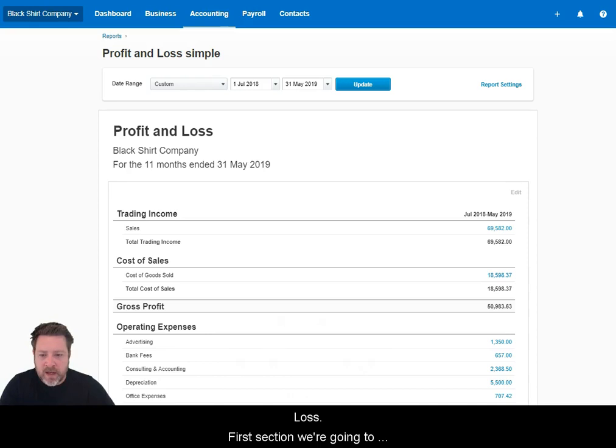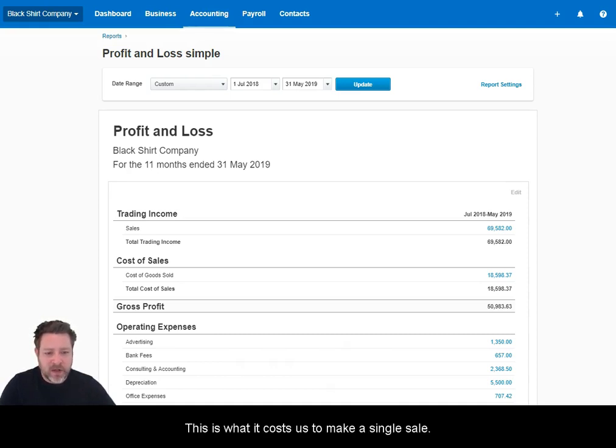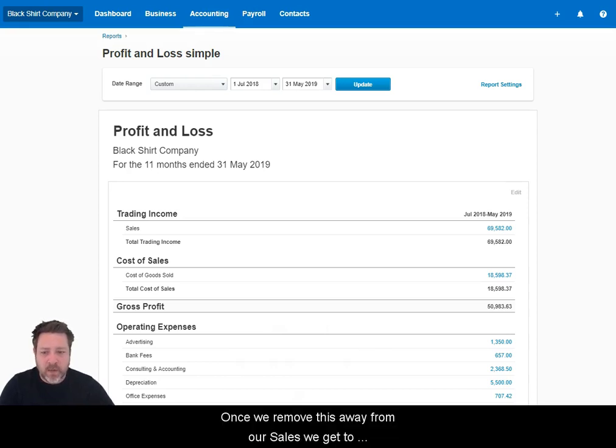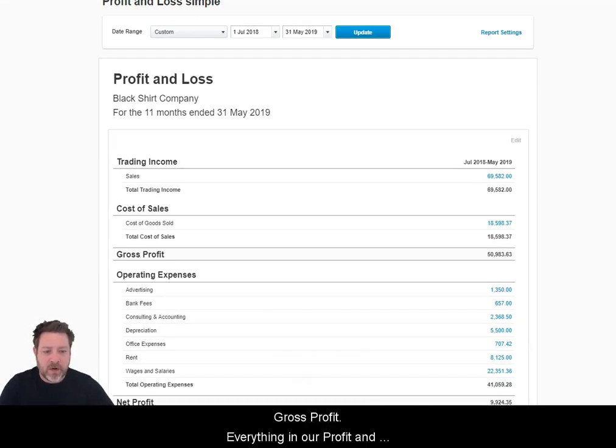We then have different sections in our profit and loss. First section we're going to look at is sales. This is the things you sell. This is the good stuff, the fun stuff. The next part is our cost of sales. This is what it costs us to make a single sale. Once we remove this away from our sales, we get to gross profit.